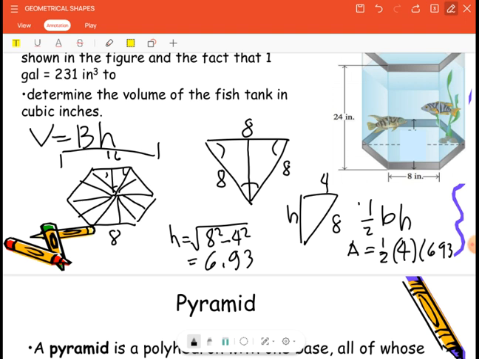Tama ba? Times 12. 166.32. Yun yung area ng base. Okay? So, kunin ko na siya. I-verify nyo na lang. So, basta sinabi ko na dito yung procedure niya. Okay?